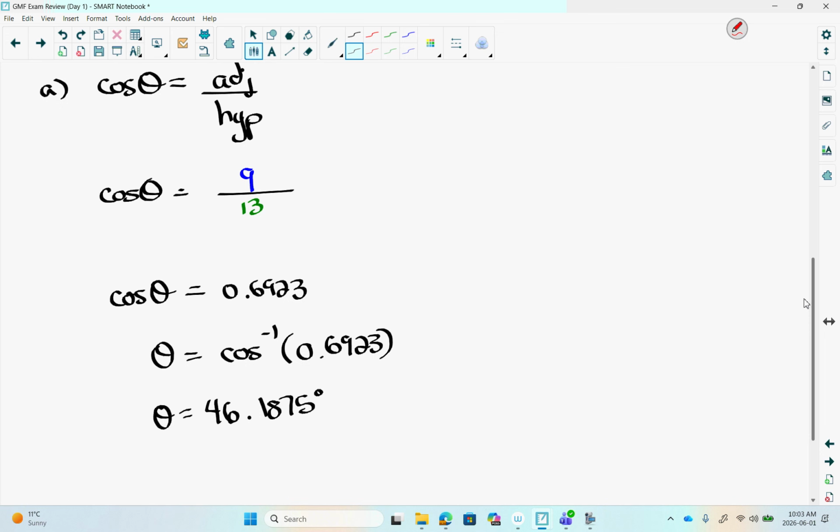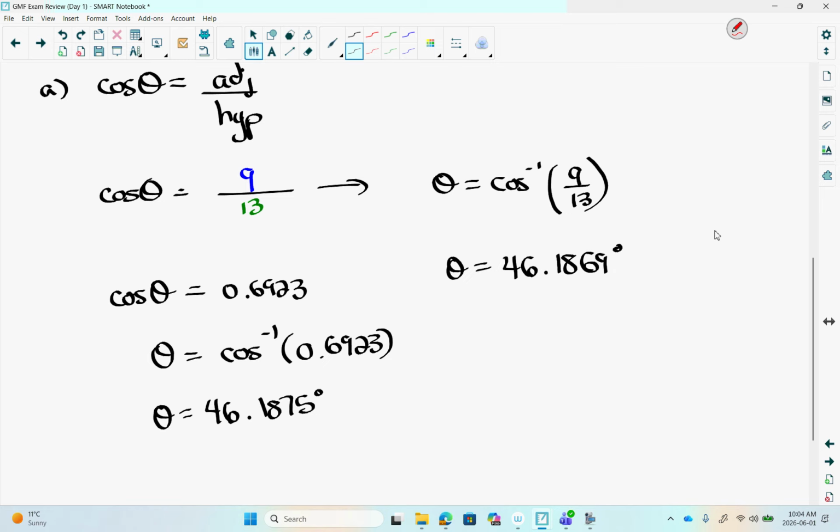Cool? You can even do the following. You could, from here, say that theta is equal to the inverse cosine of, just make sure you put the 9/13 in brackets. Second function cosine, 9 divided by 13. There's my 46.18. Now it's a little different because the 9/13 isn't rounded to 4 decimal places. It's 46.18693854. If I don't round, it's more accurate. And I would accept either of these answers.